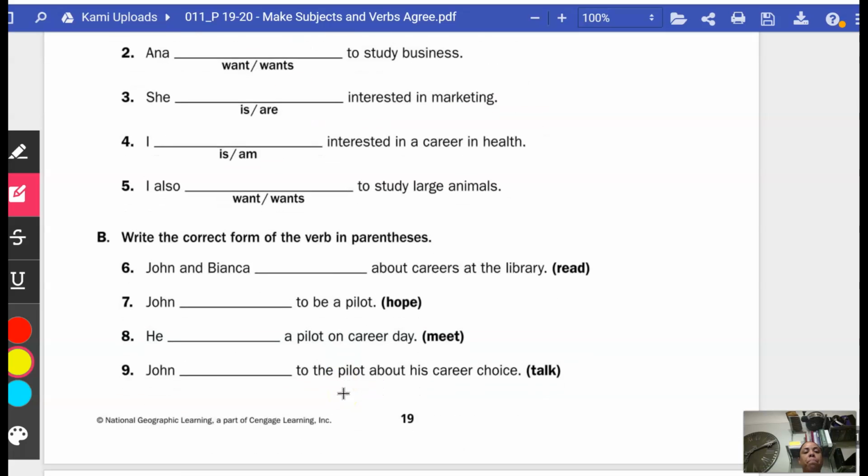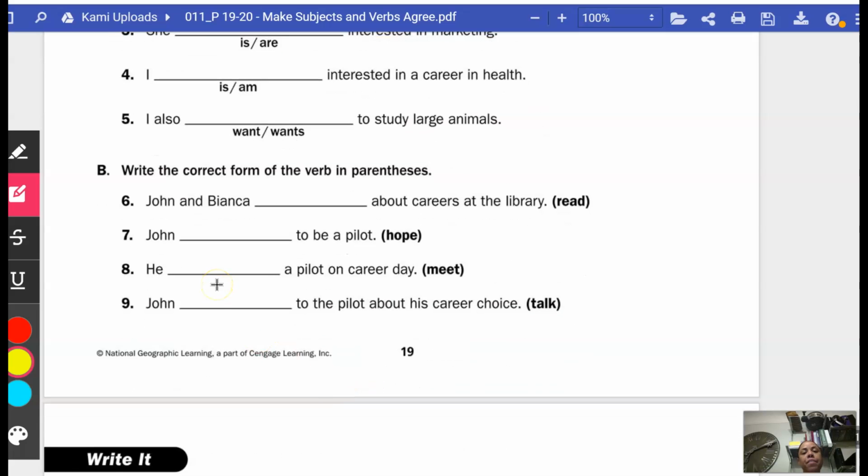Now let's go to section B. Kind of the same thing that we did on the last handout, but we're using verbs. John and Bianca blank about careers at the library. Well, what they want you to do is write the correct form of the verb in parentheses. So you have the verb read. Again, is read the correct word to type here, or do we need to change that? Well, it depends on the subject. Is the subject singular or plural?